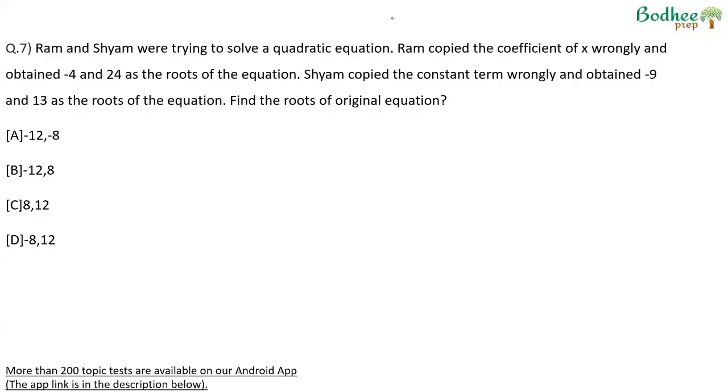Ram and Shyam were trying to solve a quadratic equation. Ram copied the coefficient of x wrongly. If Ram copied the coefficient of x wrongly, he got the constant term correct. The constant term c gives us the product of roots. So the product of roots would be −4 into 24, which is −96.